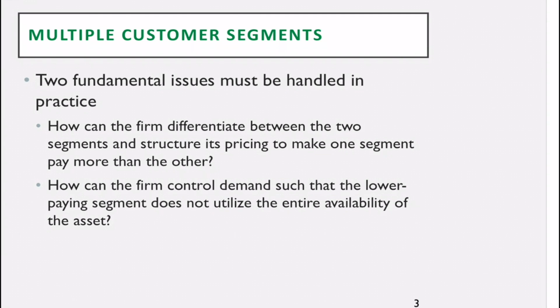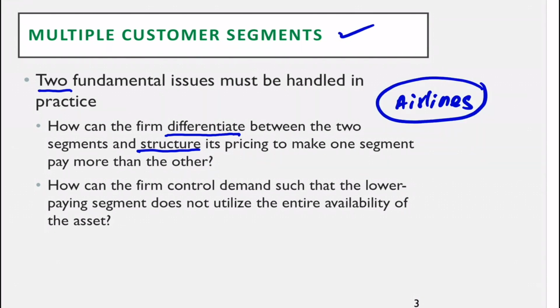So how do we carry out pricing and revenue management for multiple customer segments? So that's the question we would like to answer next. There are two fundamental issues that must be handled in practice. How much can the firm differentiate between two segments and structure its pricing to make one segment pay more than the other? A typical example is airlines, where we have business travelers as well as people who are going on vacation. So how do we differentiate between these two segments and structure pricing to make one segment pay more than the other?